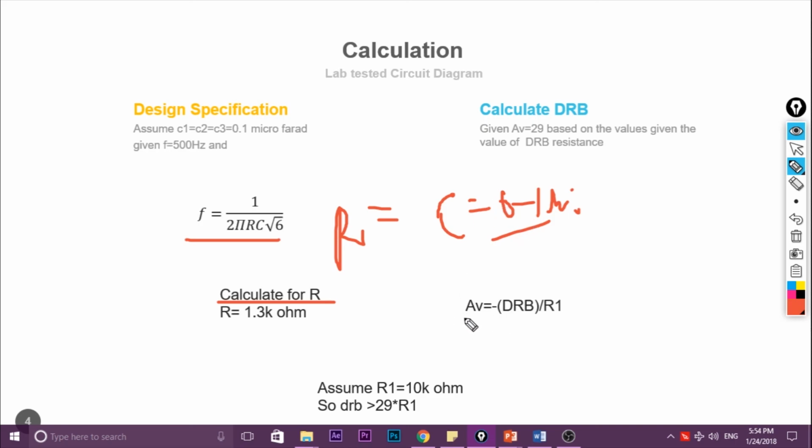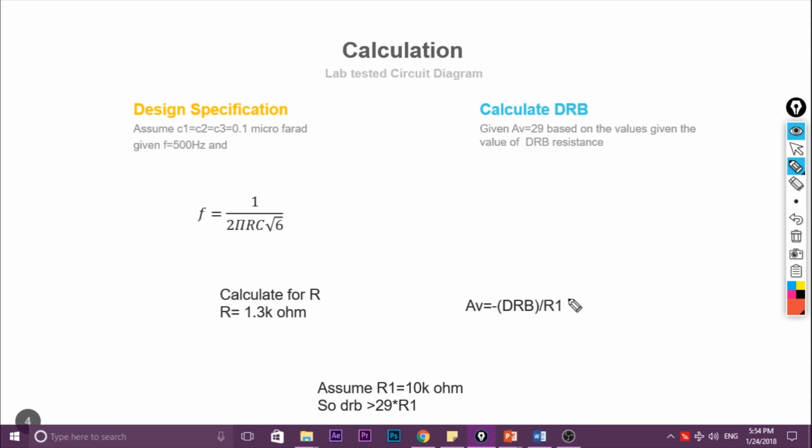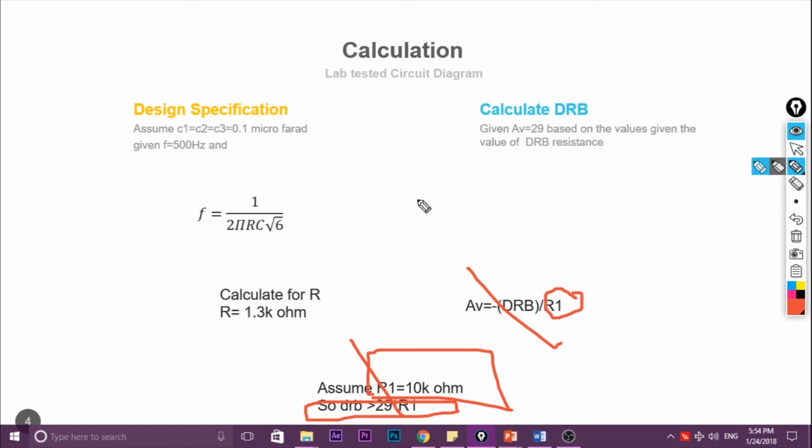And we have to check one more value. We know that the voltage gain AV is equal to minus DRB by R1. By using this formula, calculate what the values of R1, R2, R3 should be, all the same value. For this you need to assume the value of R1. By using this value, you can calculate the value of DRB, or you can just neglect these two formulas.